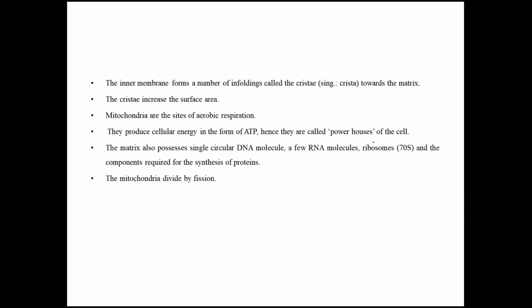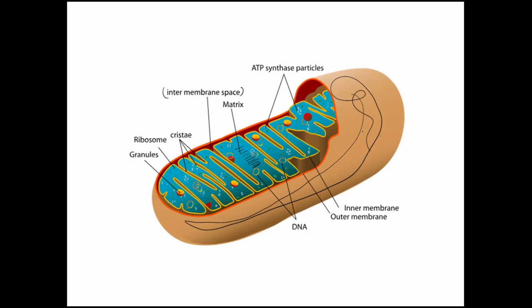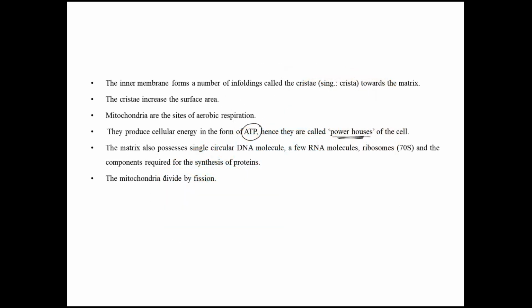Now the inner membrane has a number of foldings which we call cristae, and the purpose of cristae is to increase the surface area. As we know, mitochondria are the site of aerobic respiration, and they produce cellular energy in the form of molecules we call ATP or adenosine triphosphate. Hence they are known as the powerhouse of the cell. So we can see that the inner membrane has these foldings which we call cristae, and they increase the surface area, right?